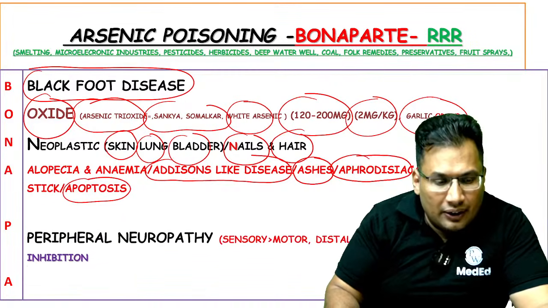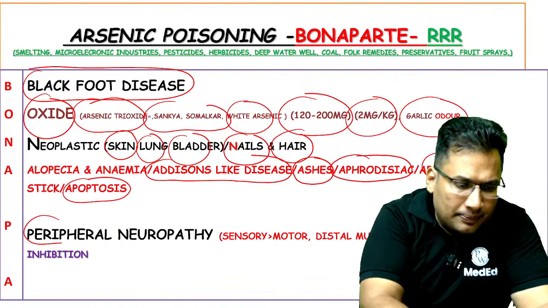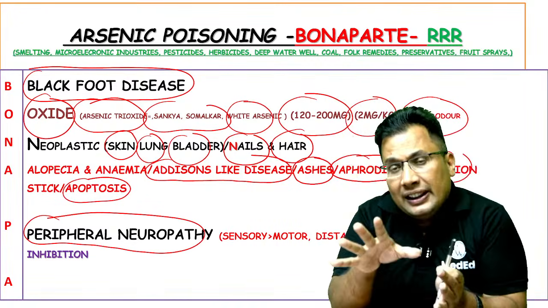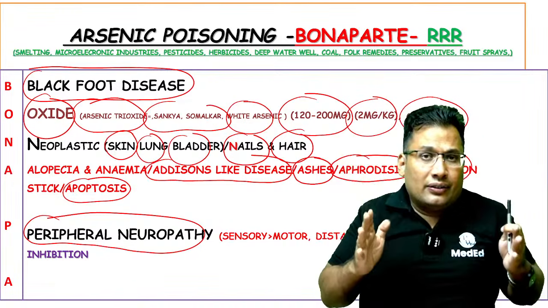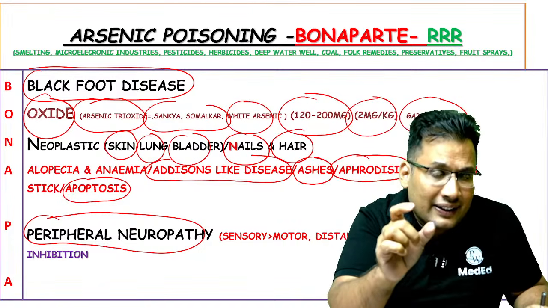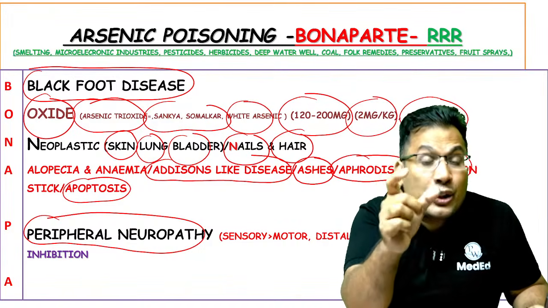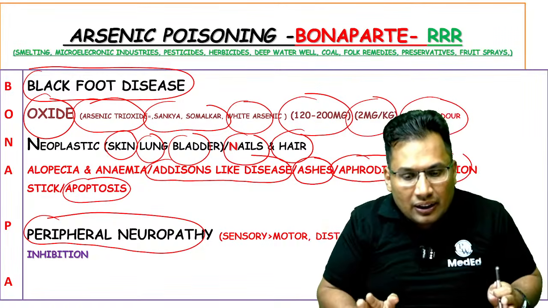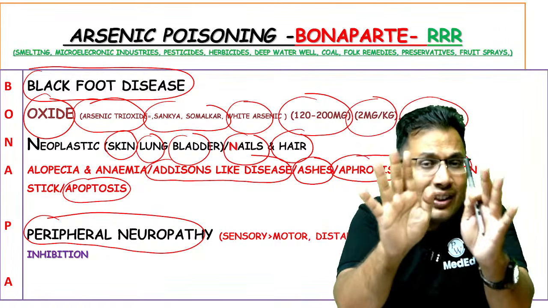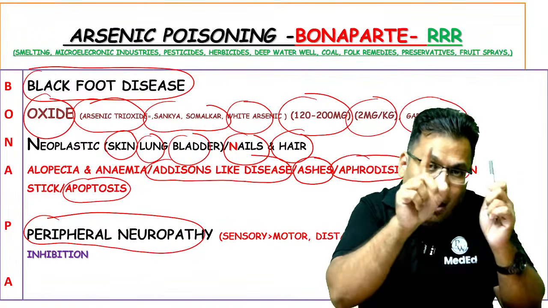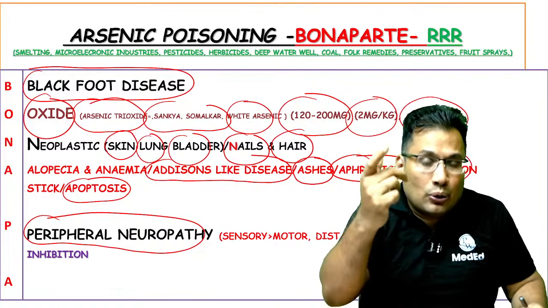Fine. Then P for peripheral neuropathy. Again, a question is asked on the neuropathy seen in case of arsenic poison. What type of neuropathy? It is basically a mixed neuropathy, causing motor neuropathy and sensory neuropathy. It commonly affects the distal muscles like forearm muscles and leg muscles, not proximal myopathy or proximal neuropathy.